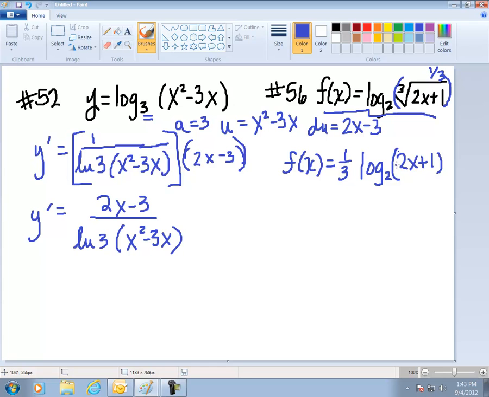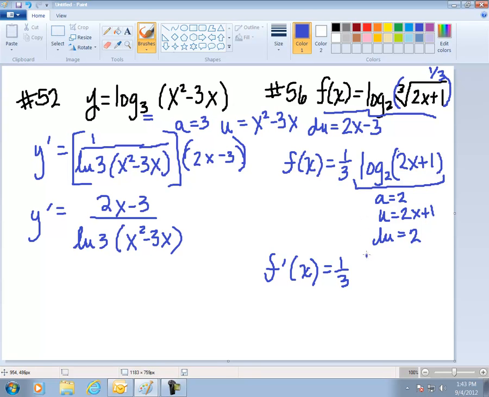And so now in this case, my 1/3 can come out front. I can essentially ignore it. My a is going to be 2. My u is going to be 2x plus 1, and then my derivative of that is going to be simply 2. Using the same formula I did before, f prime of x, I've got my 1/3. It's a constant, so I can just pull it out front. And now I'm going to take the derivative of this whole thing. Remember that it was 1 over the natural log of a, which is the natural log of 2, times my u, which is 2x plus 1. And now this whole thing is times my derivative, which would be 2.